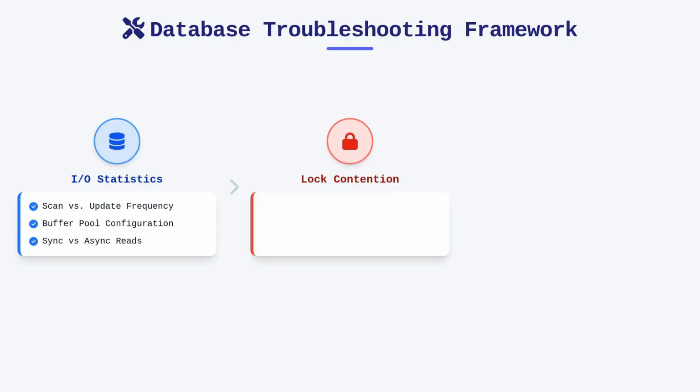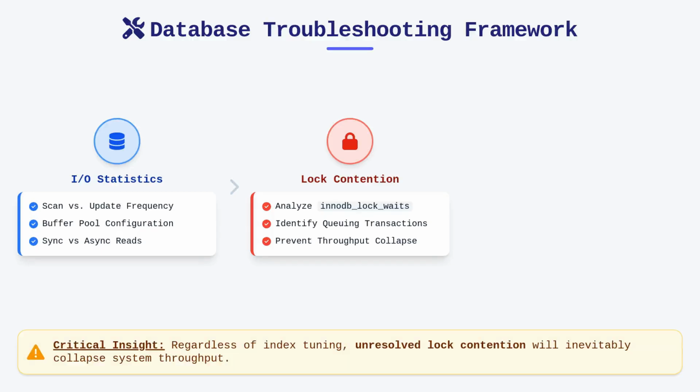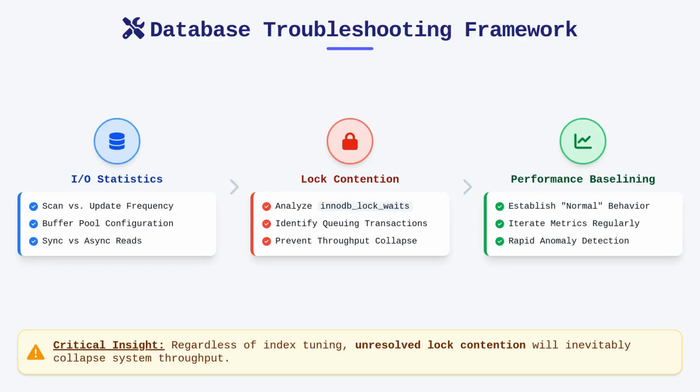Lock contention is another area where the Sys schema shines, as it provides views like InnoDB lock waits to quickly reveal which transactions are queuing behind a held record lock. If you fail to resolve lock contention, throughput will inevitably collapse regardless of how well-tuned your indexes are. By iterating through these metrics regularly, you establish a baseline for your server's normal behavior, which makes identifying anomalies significantly easier when performance inevitably dips under load.